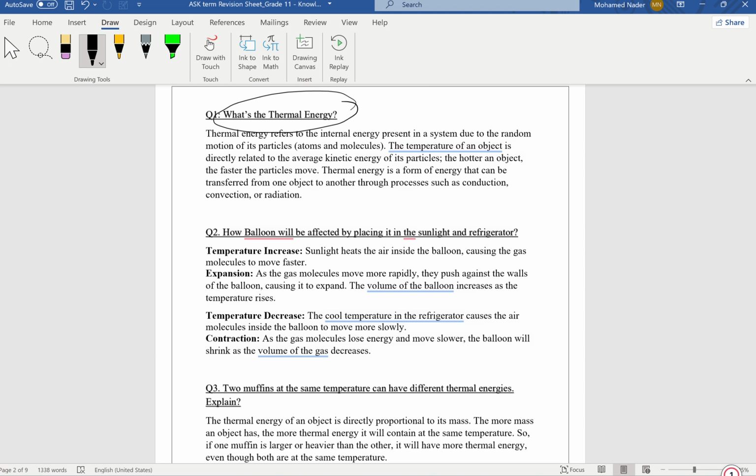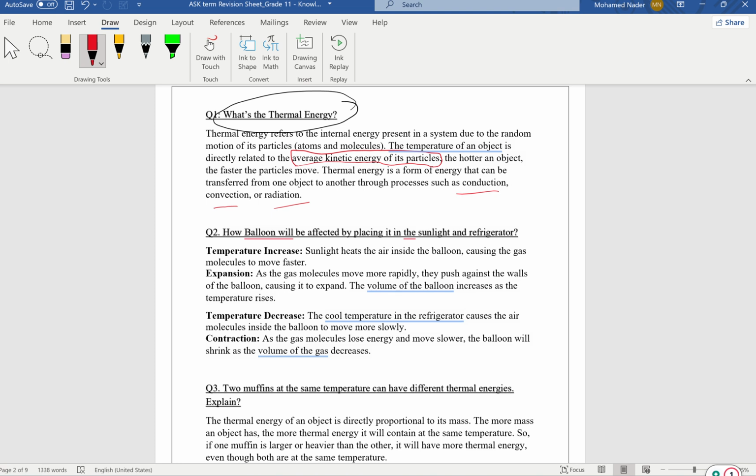What do we know about thermal energy? The most important thing to think about is how we use it. It's an internal energy in any system due to random motion of the particles. So thermal energy is directly linked to the number of particles. The main definition is the average kinetic energy of the particles. You can also explain the types of heat transfer: conduction, convection, and radiation.